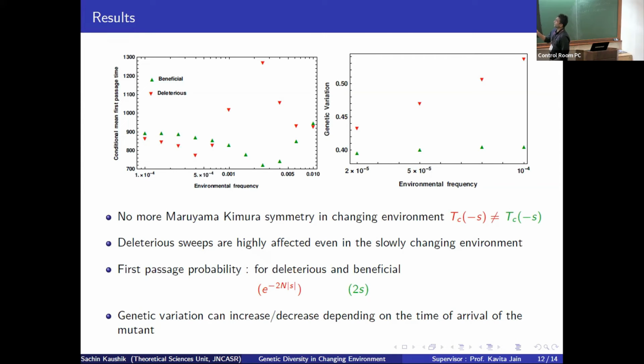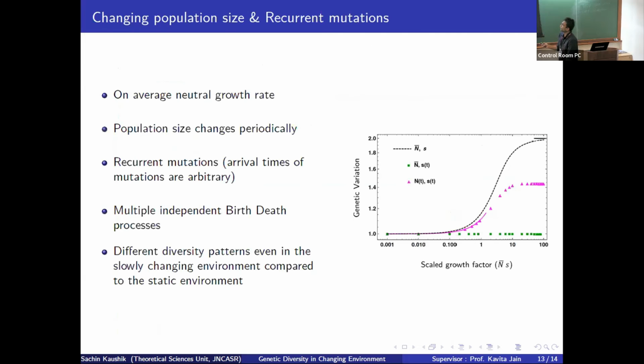In the right side figure, I have again plotted the genetic variation. You can see the beneficial one over a decade of the environmental frequency. This is for the slowly changing environment. You can see that the beneficial one has hardly changed, whereas the deleterious one has changed significantly. This goes with the fact that the functional form of the first passage probability is very different for the deleterious: it's exponential, whereas for the beneficial, it's linear. So the first passage probability is very sensitive for the deleterious one, which is reflected in the conditional mean first passage time, where the deleterious are more affected. And it can increase or decrease depending upon where the mutant is arriving into the population.